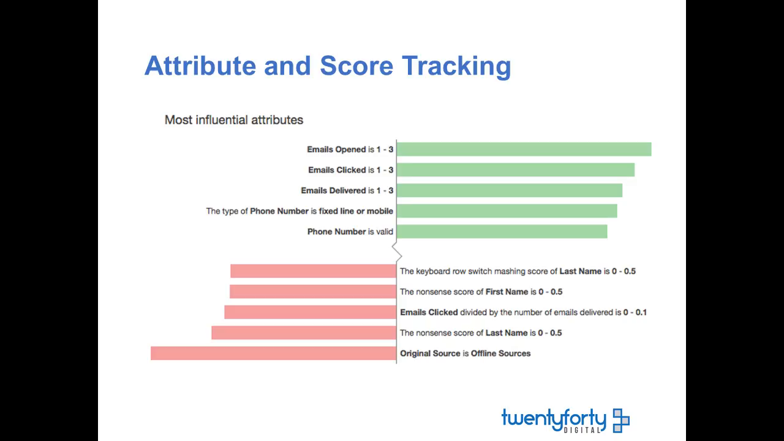The negative attributes below: keyword switching matching score of last name, the no-nonsense score of last name, and then lastly, original source is offline source. That particular thing is where your entire information that you have about someone is something that you've gotten from a list or someone has manually inputted, and that particular lead has not taken any action with you digitally or in any other way. So there are many different ways that the model can report out information to you to help you with reporting overall analytics, but also helping you help marketing and sales move these leads further along in the process. Next, Matt.